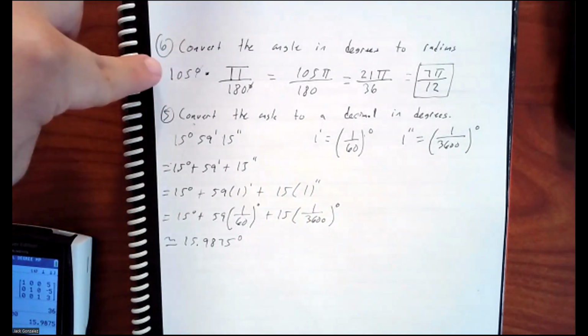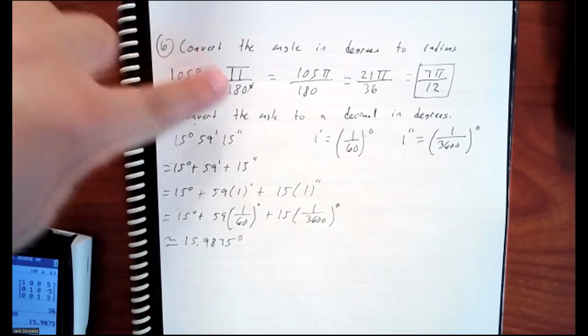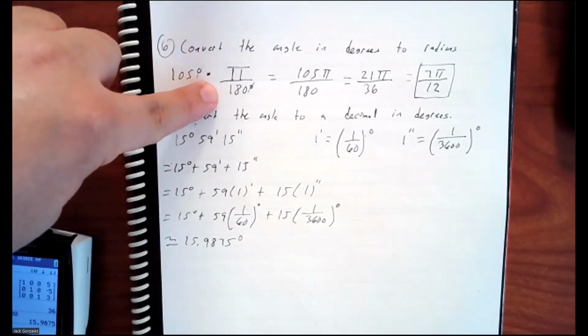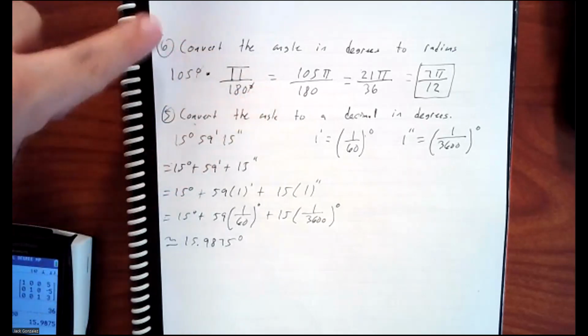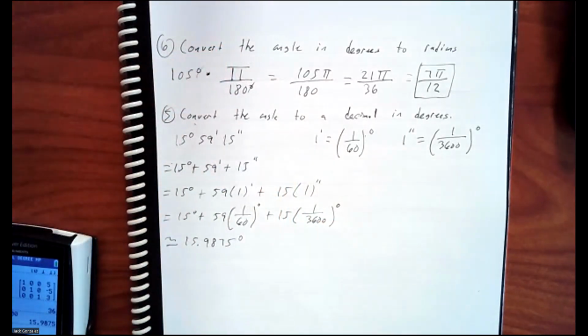So if I'm going to radians, then I want degrees on the bottom to cancel. If I'm going to degrees, I want to cancel the pi's, so I would have the pi on the bottom. But it's the same thing.